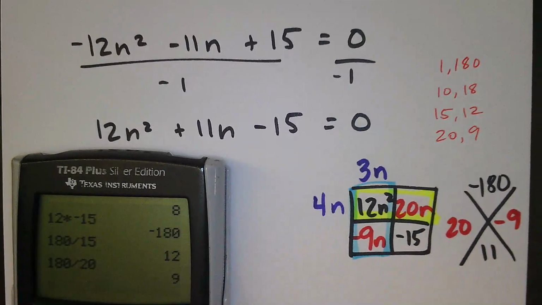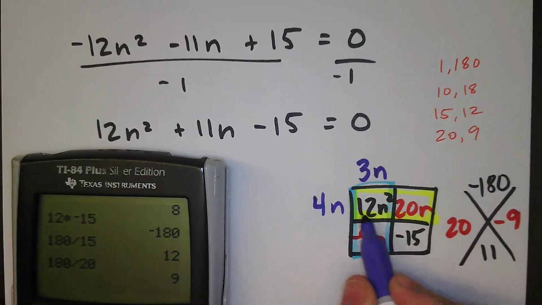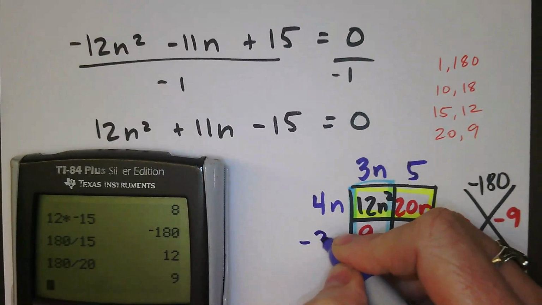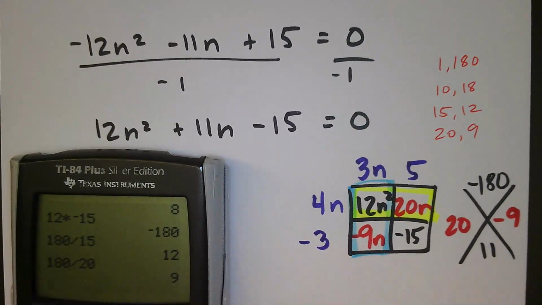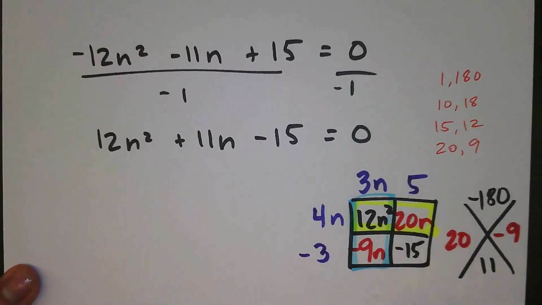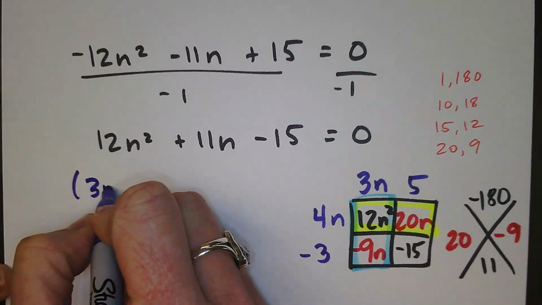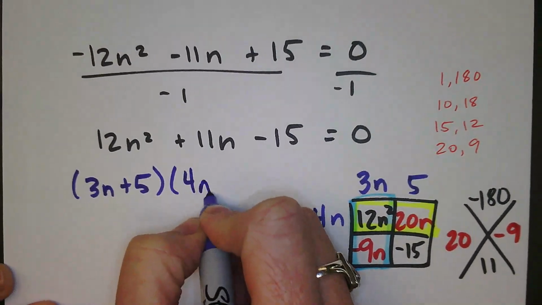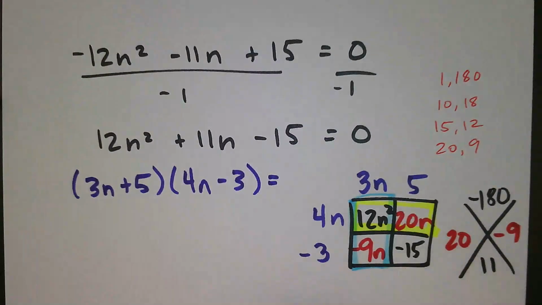N times n is n squared. It's working well here. I can do 4n times 5 to get me to the 20n, 3n times a negative 3 to get me to the negative 9n, and 5 times a negative 3 does get me to a negative 15. So I'm feeling good with these binomials. I've got 3n plus 5 times 4n minus 3, and that now equals the 0 that I wanted.